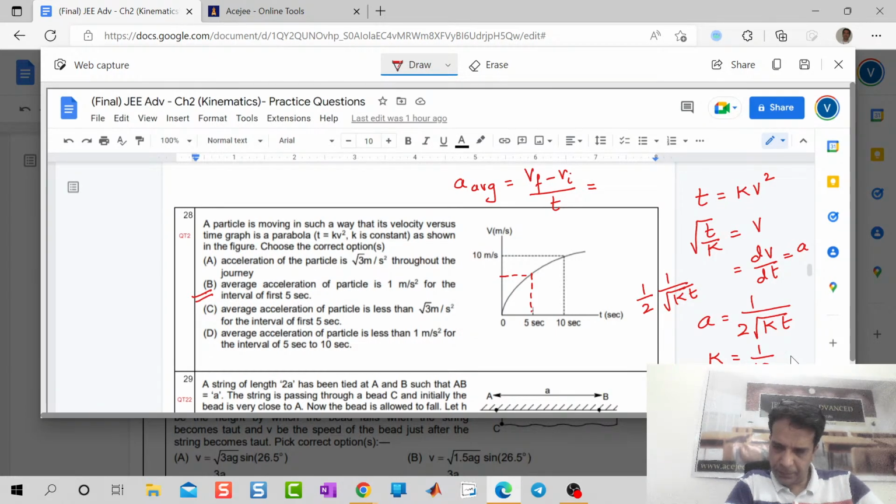Wonderful. Yes, sir. Sir, I'm getting the C option as correct. The average acceleration is root 2, for the interval of the first 5 seconds. This is less than root 3. Okay, so what is the velocity at this point? Sir, 5 into 10, 50, correct? Yes, sir. Okay, so 50 means 10 by root 2, or I can say 5 root 2. Yes, sir. 5 root 2 minus 0 divided by 5. So we get root 2. So it is less than root 3 meter per second square. That is correct. So C is correct.